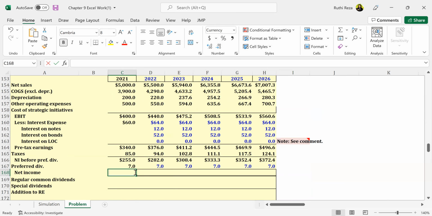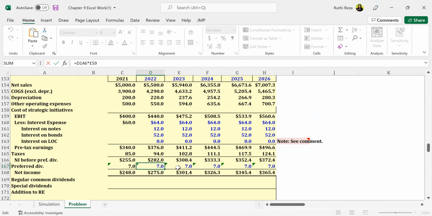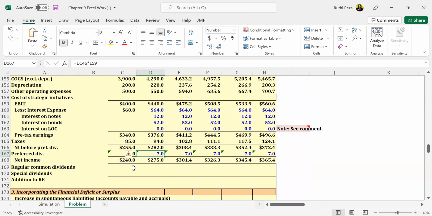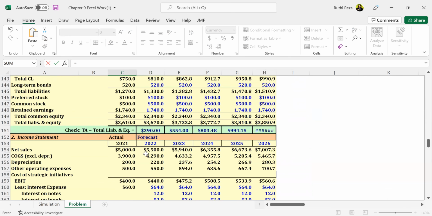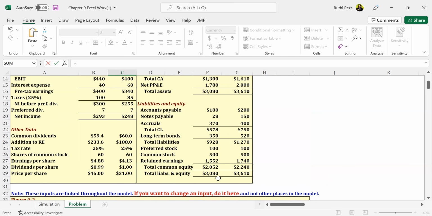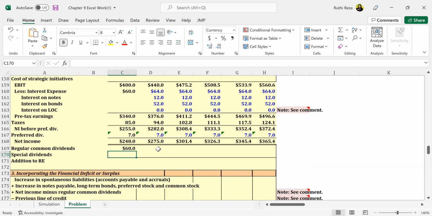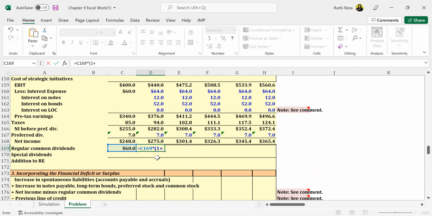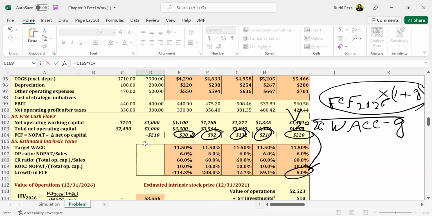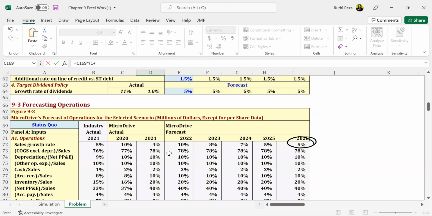Then net income, then regular common dividend for the last year. And then our assumption says our common dividend will grow at a certain rate for the forecasted years. And we have those rates right here.